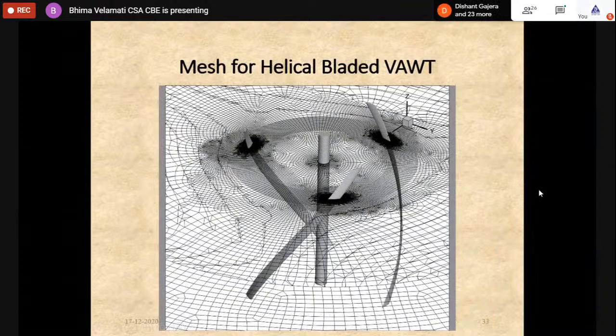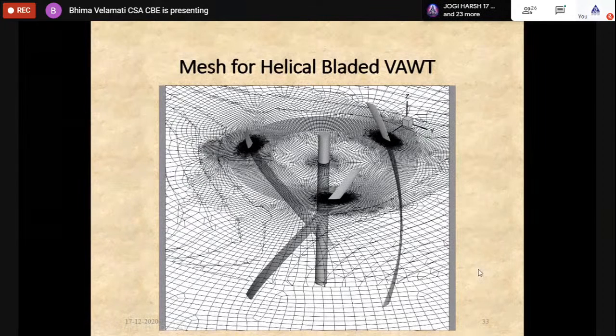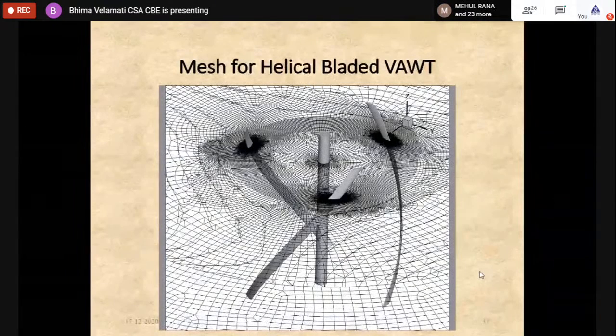Of course, there is an easier way to make this grid now. I don't use this anymore. I'm using the Fluent meshing that comes along with ANSYS Fluent, where you can make meshes for complex surfaces using poly-hexcore.